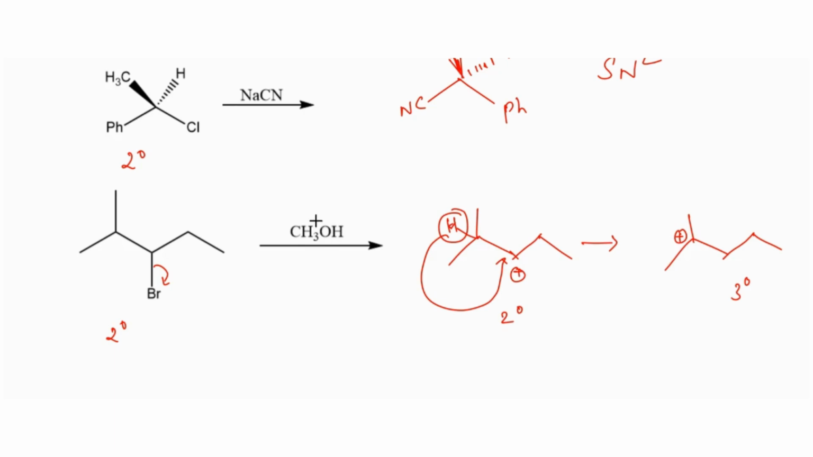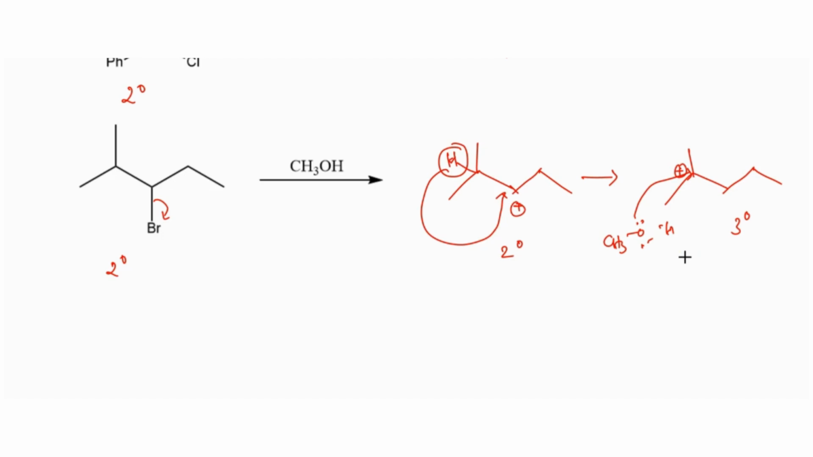Now the nucleophile, methanol, will come and attack the carbocation. Finally we get the ether, with OCH3.